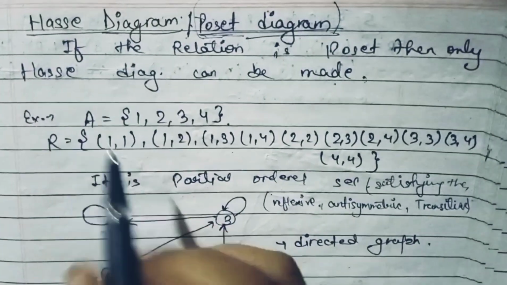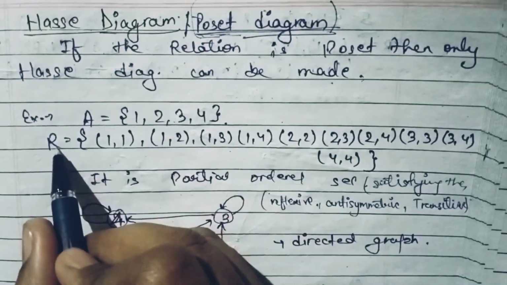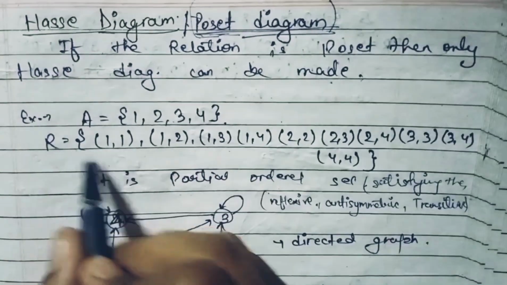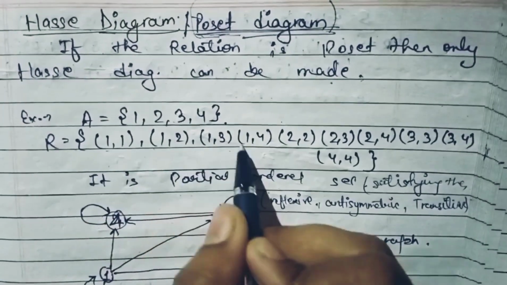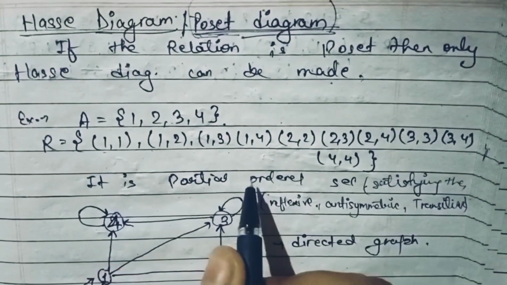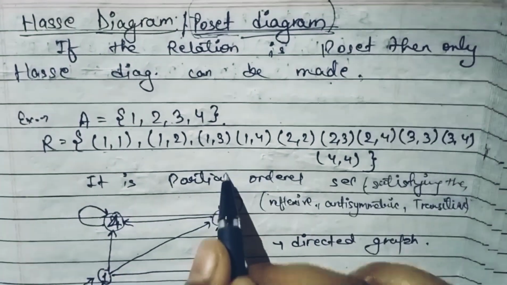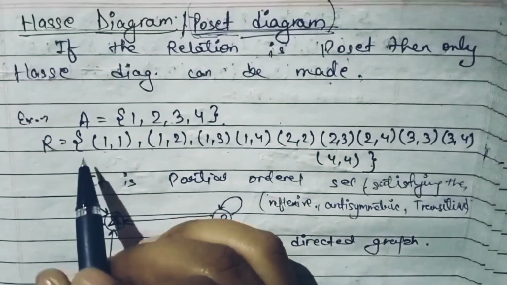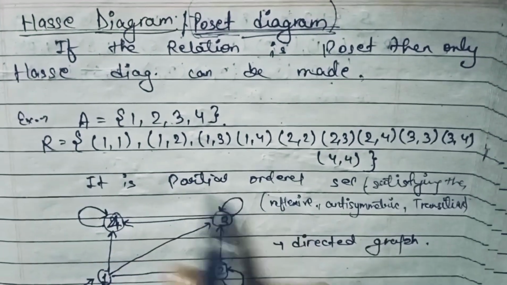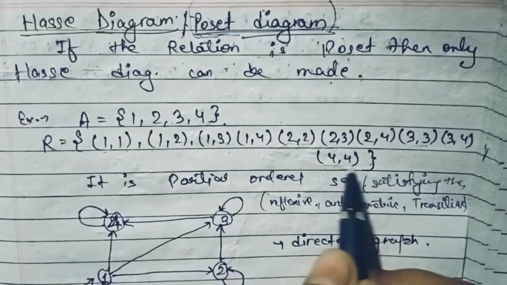For example, A is equal to {1, 2, 3, 4}, the elements of A, and R is a relation on set A cross A. So R has the following elements: (1,1), (1,2), (1,3) and so on. We will first check whether it is a poset or not. For being a poset, we should first check whether it is a partial order relation. So what is the condition? First, reflexive: (1,1) is there, (2,2) is there, (3,3) is there, and (4,4) is there.